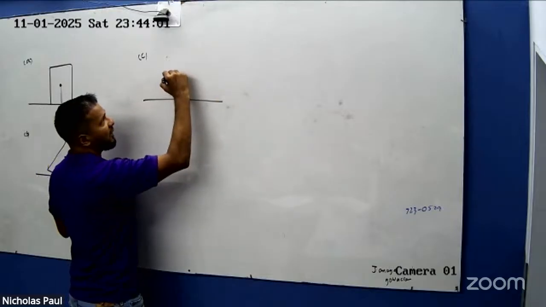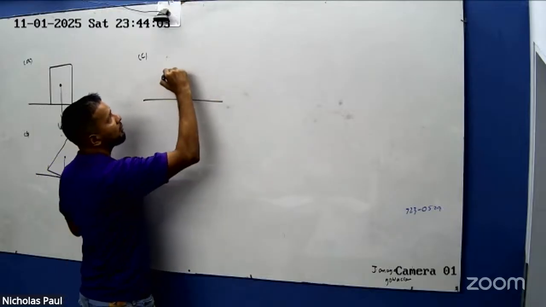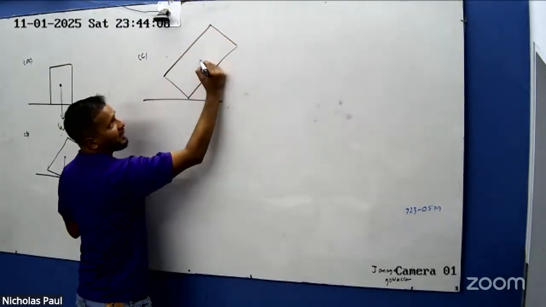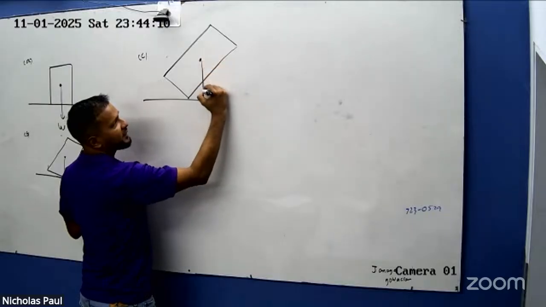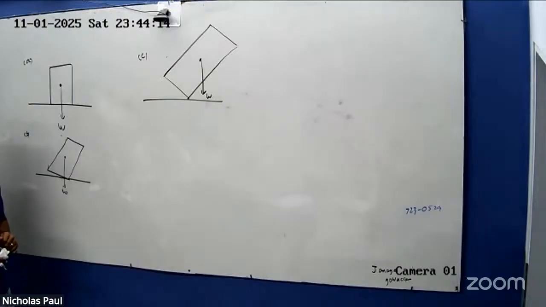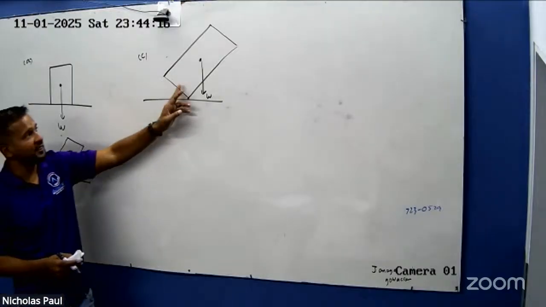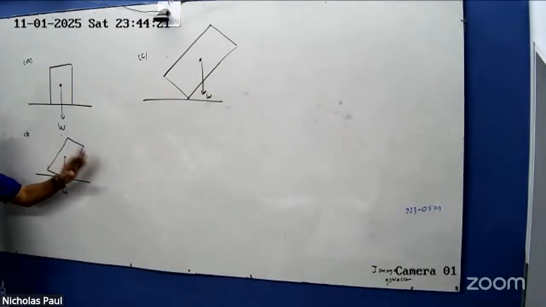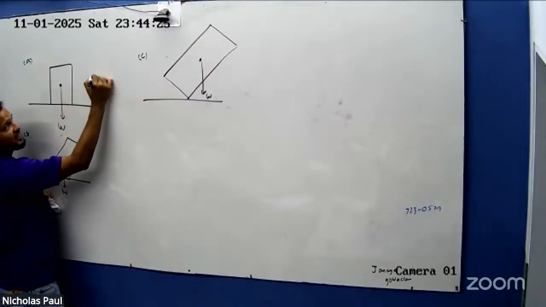What will happen if I tilt it a little bit more? And then your center of gravity is outside of the piece here. What will happen? It'll tilt. So once your center of gravity goes outside of the piece, your object will fall. Right? Here it will remain stationary.